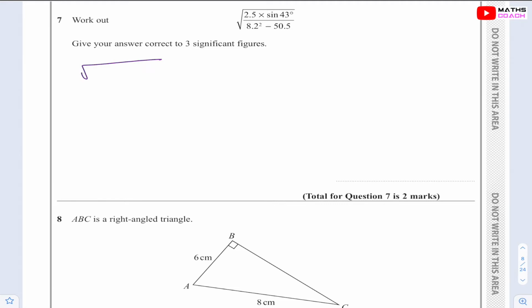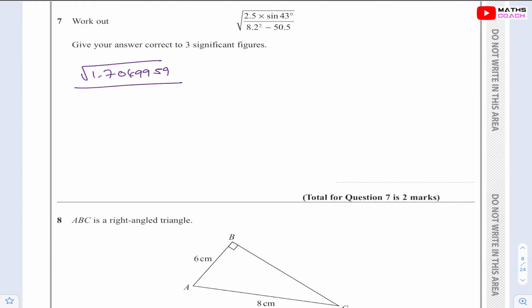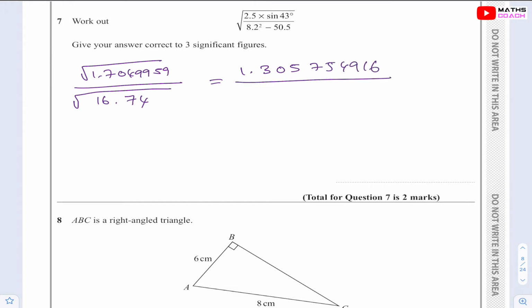So let's work out 2.5 times by sine 43 on our calculators, and we get 1.7049959. And now the denominator, 8.2 squared minus 50.5, and we'll put that in its own square root sign. You get 16.74. Now let's square root the top and the bottom. The top gives us 1.305754916, and the bottom gives us 4.0914545509.